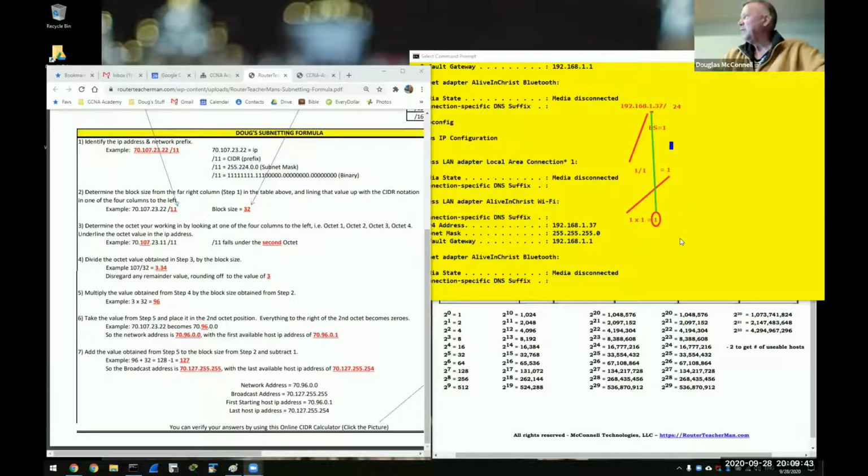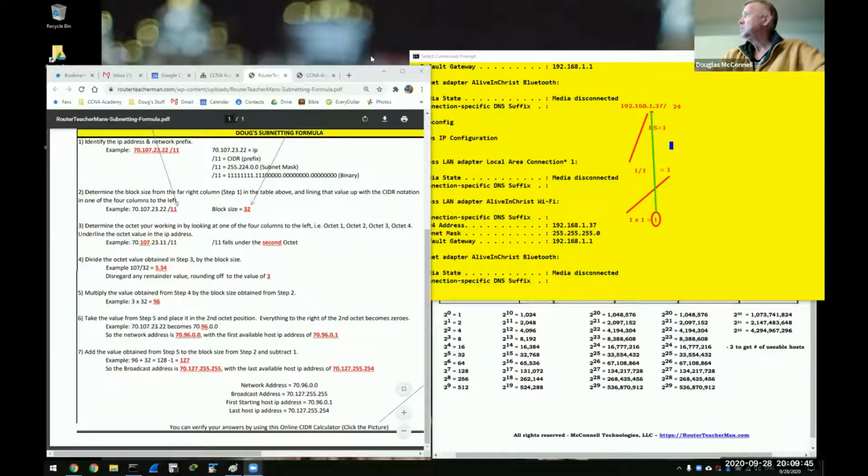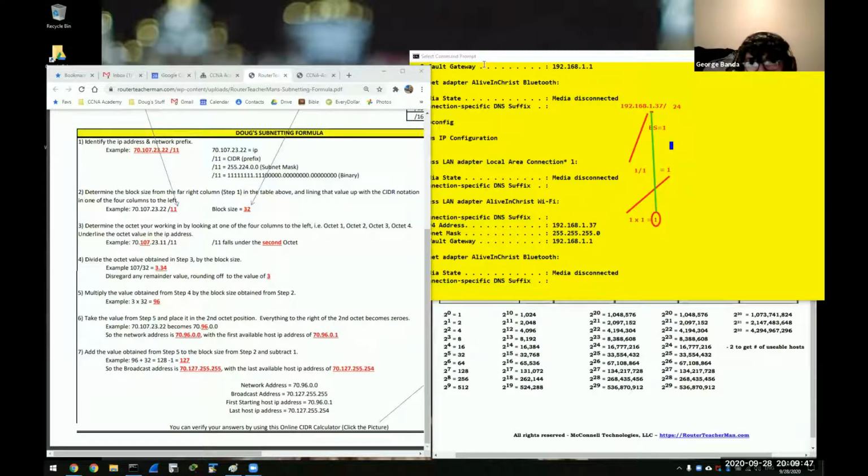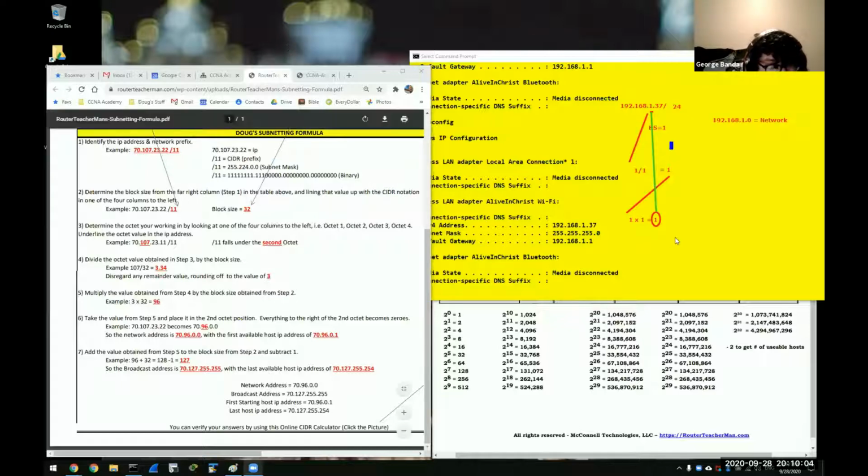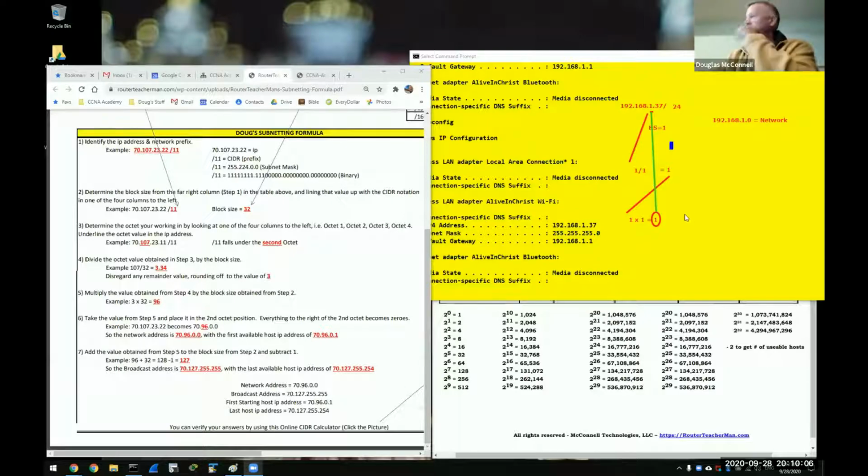Now what do we have? Now we have 192.168.1.0. And that's our what? Our network address. Cool. Okay, what's next?